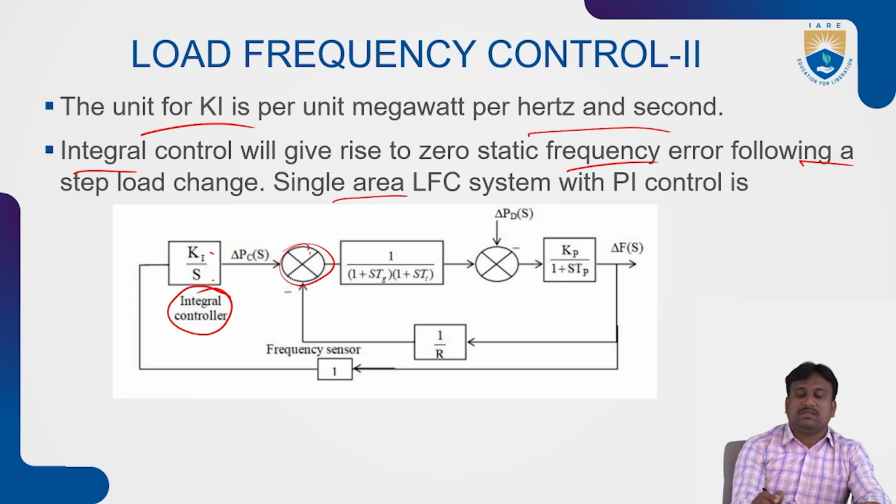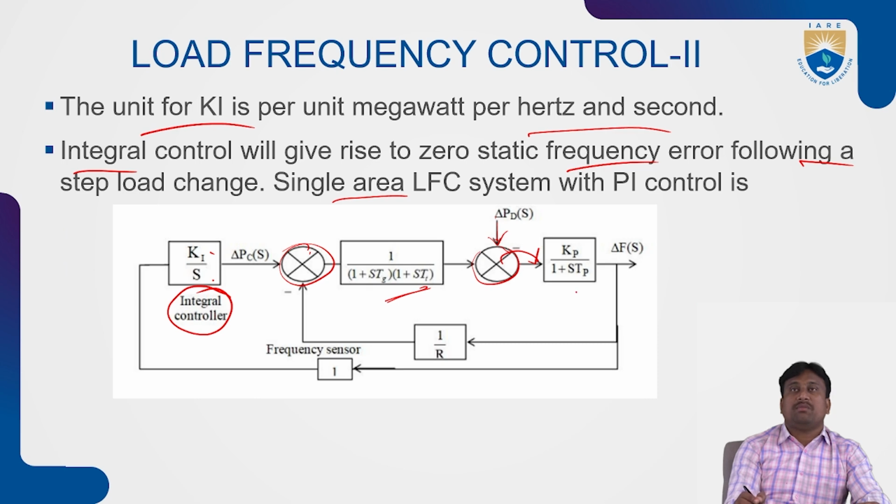one of the blocks, delta PC of S, and this block is connected to a transfer function 1 by (1 plus S TG) into (1 plus S T2). So this is connecting to the control block delta PD of S. This is followed by the section KP by (1 plus S TP), which connects to delta F of S. So this path is returning here as 1 by R, as it controls the drooping value, and this drooping value is again nullified here and fed back to the main path.